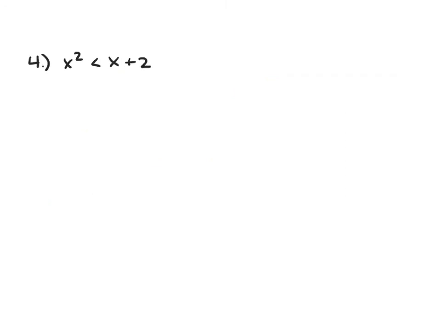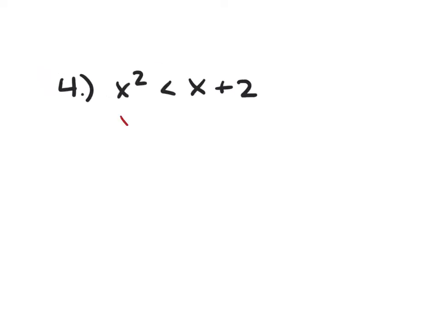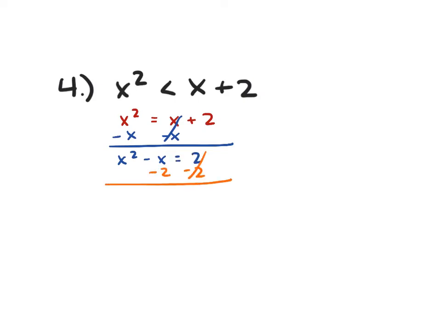For number 4, we have x squared is less than x plus 2, so I'm going to change this to be x squared is greater than x plus 2. Move my x by subtracting it. I get x squared minus x is equal to 2. And then I subtract the 2 from each side to get x squared minus x minus 2 is equal to 0. I'm going to factor this. My factors of negative 2 that add up to be a negative 1 are a positive 1 and a negative 2. So this is just x plus 1 times x minus 2 is equal to 0.